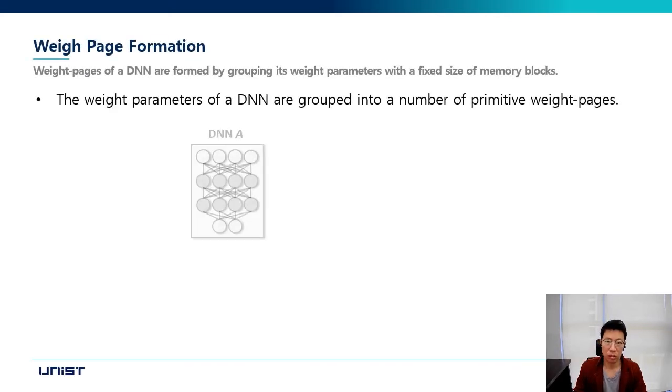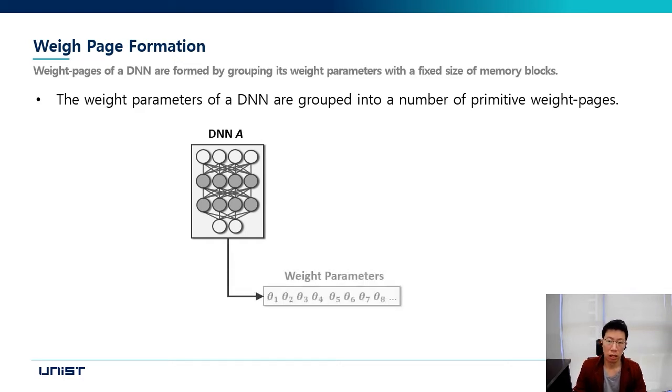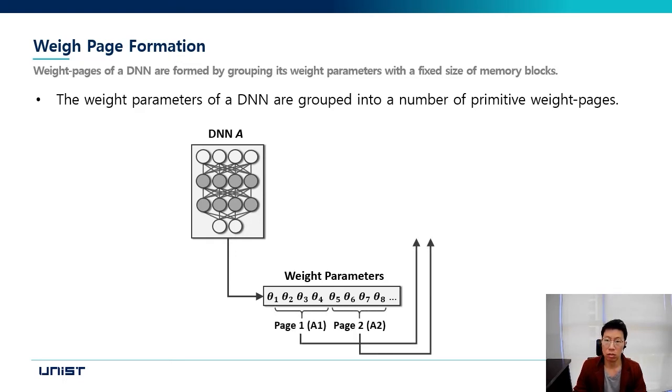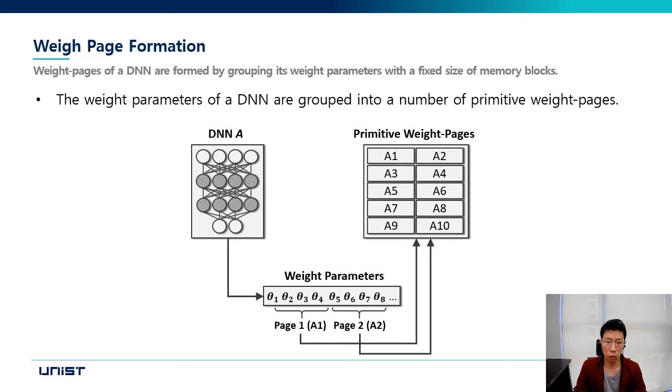From now, I'm going to describe the procedure of the proposed weight separation. The first step of weight separation is to compose weight pages of DNN. The weight pages of DNN are formed by grouping weight parameters into fixed size memory blocks. The generated weight pages are called perimeter weight pages, which become the basic unit of weight separation, which means that we deal with weight parameters in the unit of perimeter weight pages in this work.